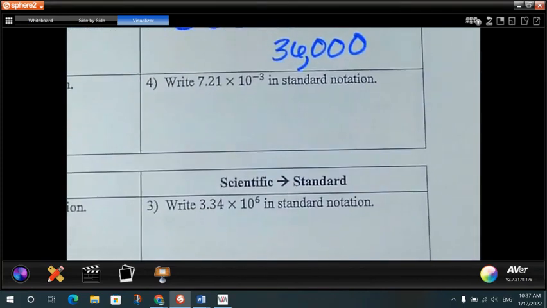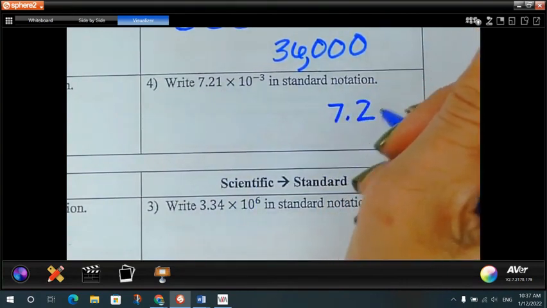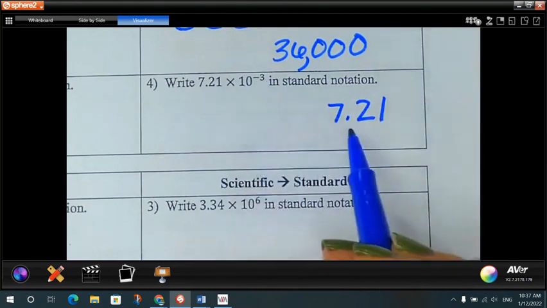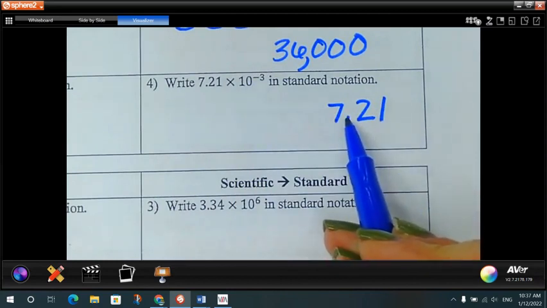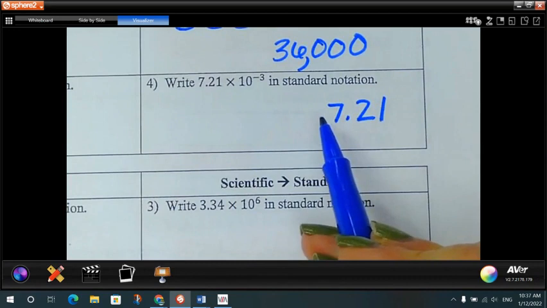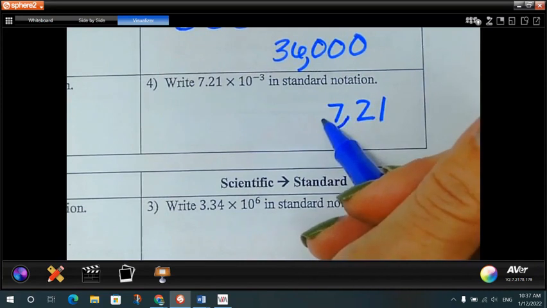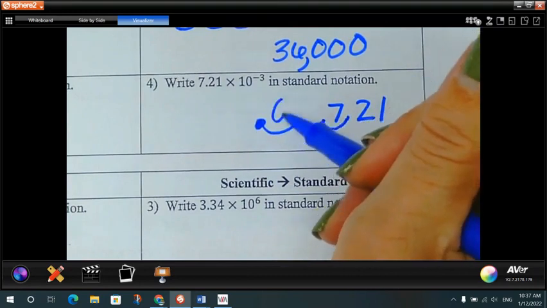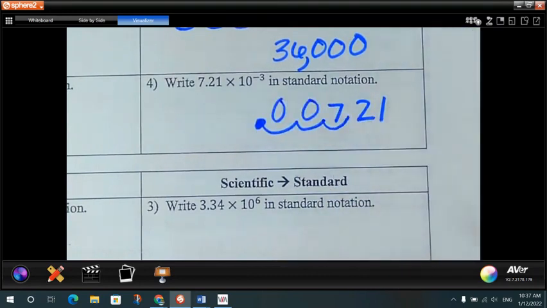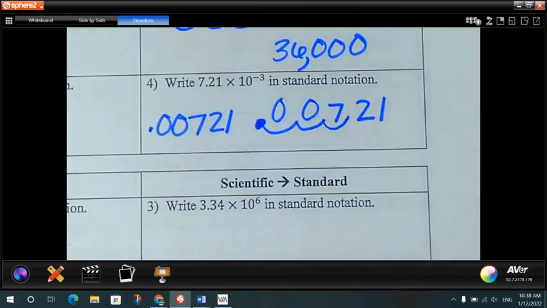Okay, number 4 is another example, 7.21 times 10 to the negative third. I'm going to recopy the number. Okay, negative 3 tells me this is a tiny number. The negative tells me that. So to make this number smaller, I want to move this direction. I'm going to move my decimal this way to make the number smaller. Okay, so I'm going to move 3 places. 1, 2, 3, new decimal point. I'm going to fill in the bottom of my waves with zeros. Okay, now I'm going to recopy the number so it looks like that. Okay, so this is my number in standard form.